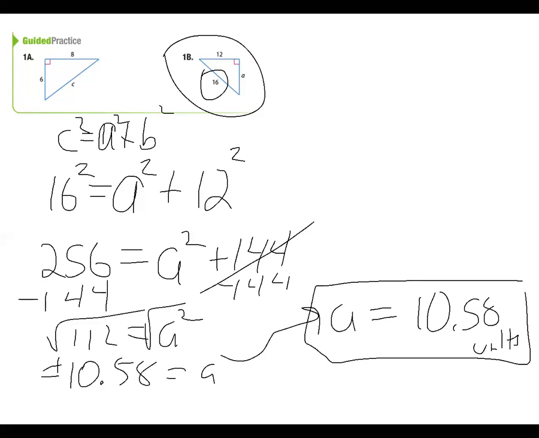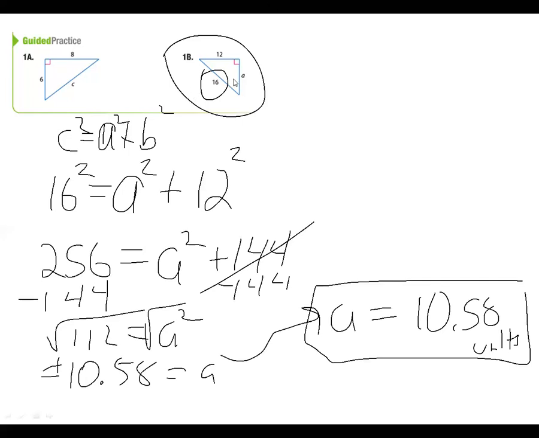And if you think about it, it makes sense that the missing side here would be smaller than the hypotenuse. Okay, so that's another way. In 1a, we had 10 for the hypotenuse, which makes sense because it should be the biggest of the three numbers. So if you're solving for the hypotenuse and you get an answer that's smaller than one of the two sides, you know you did something wrong.